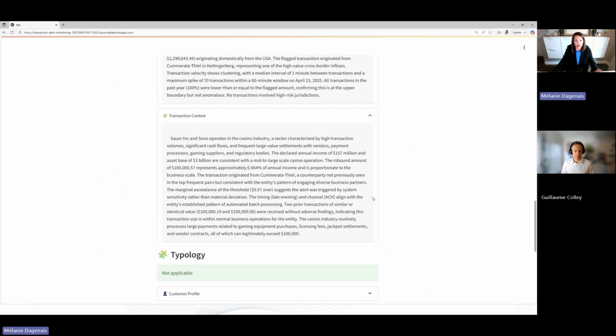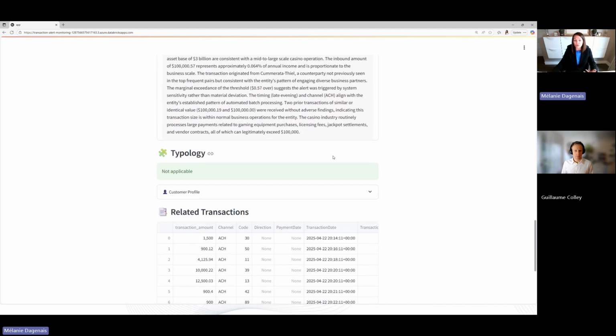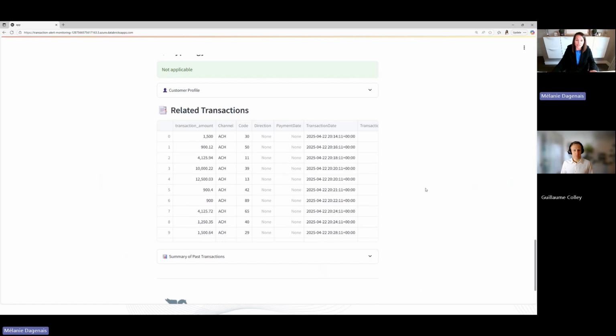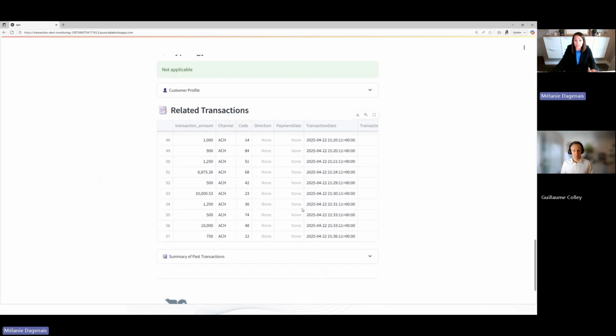You also have the context of the transaction. And then at the end, it's going to tell you if it identifies a typology, and it's going to tell you what typology was identified. And here is all of the historical transactions that we're taking into consideration. So it's a lot of information. Your financial institution could decide that the agent will only use the summary, but if enhanced due diligence is required, all this additional information could be very useful.